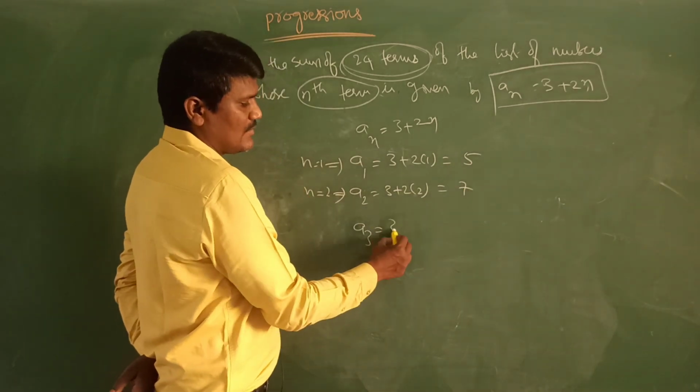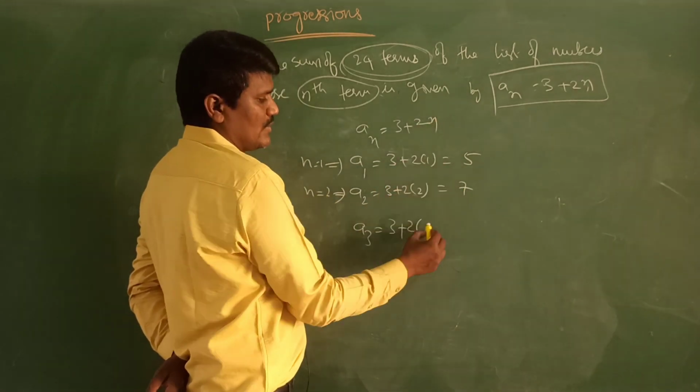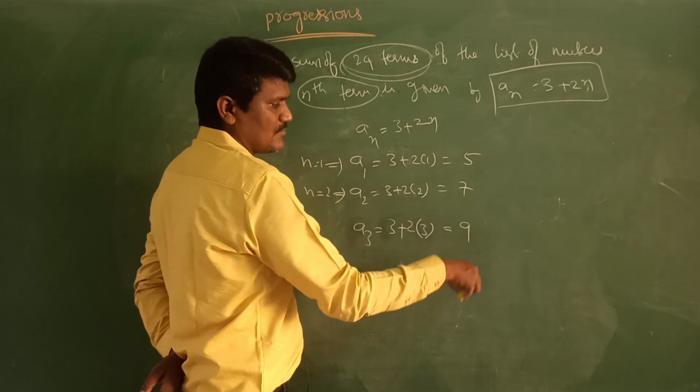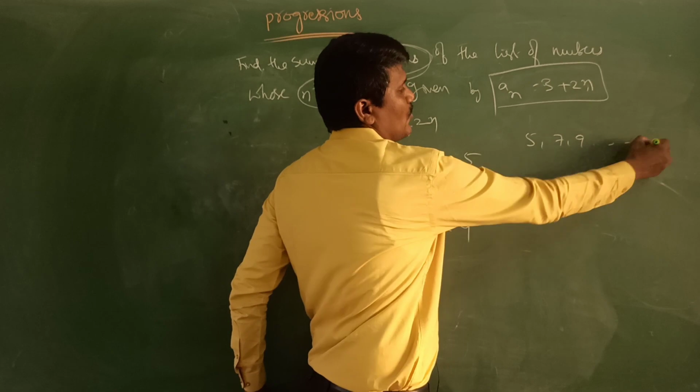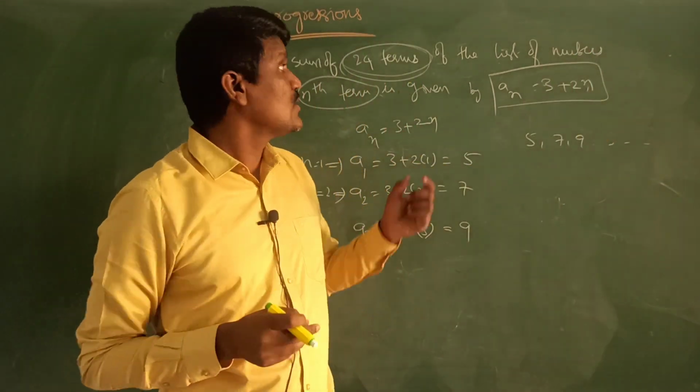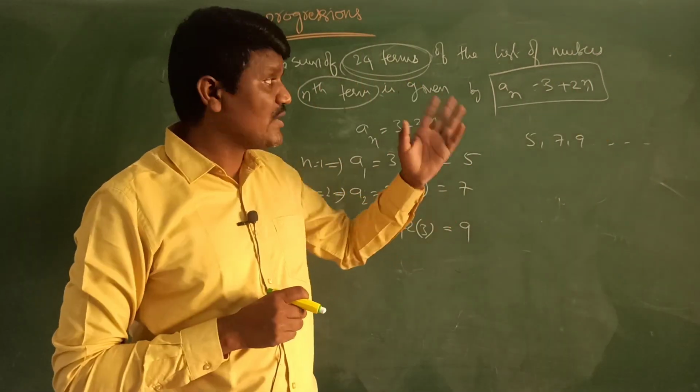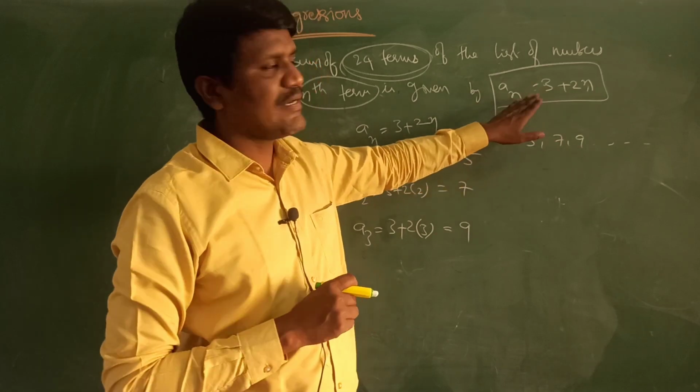For a3, 3 plus 2 into 3 is 9. So what is the series we are having? 5, 7, 9 up to so on. So that is the series we are having. Here the series is not given. We are finding out the series by using the nth term.